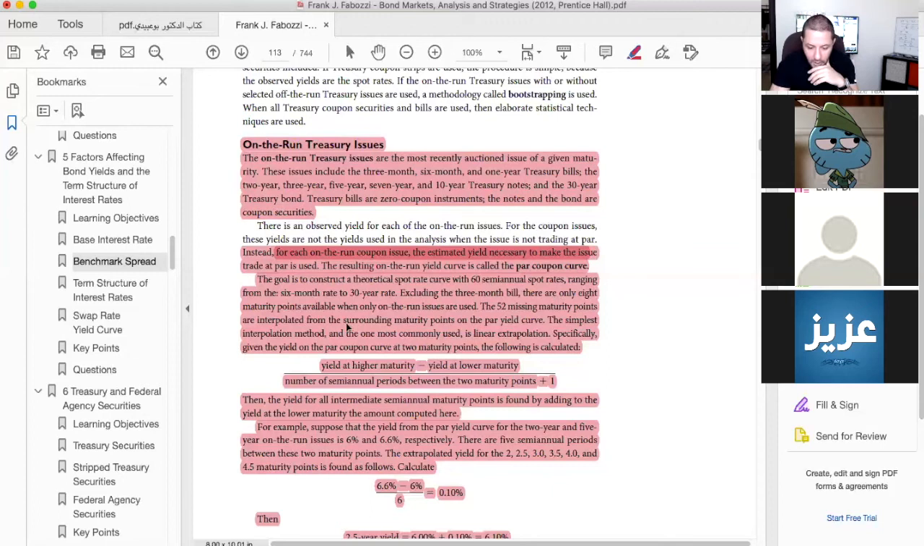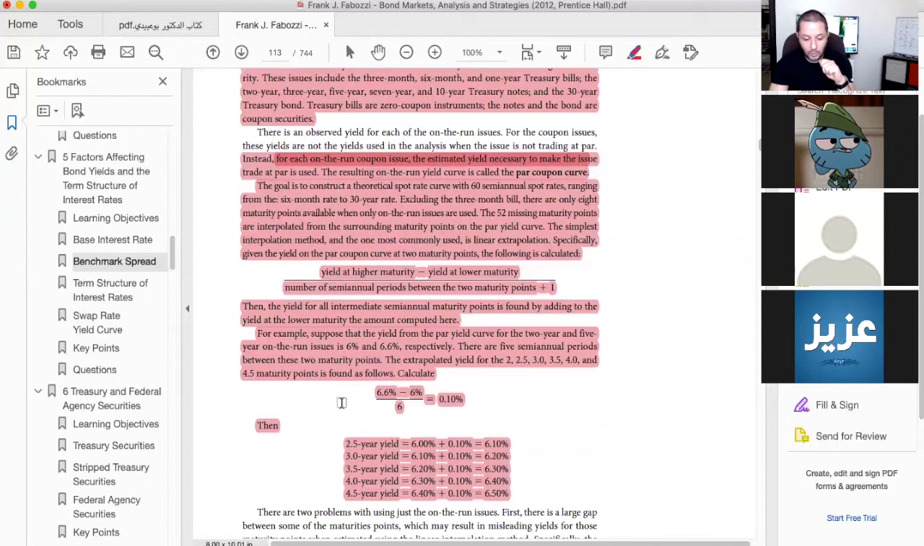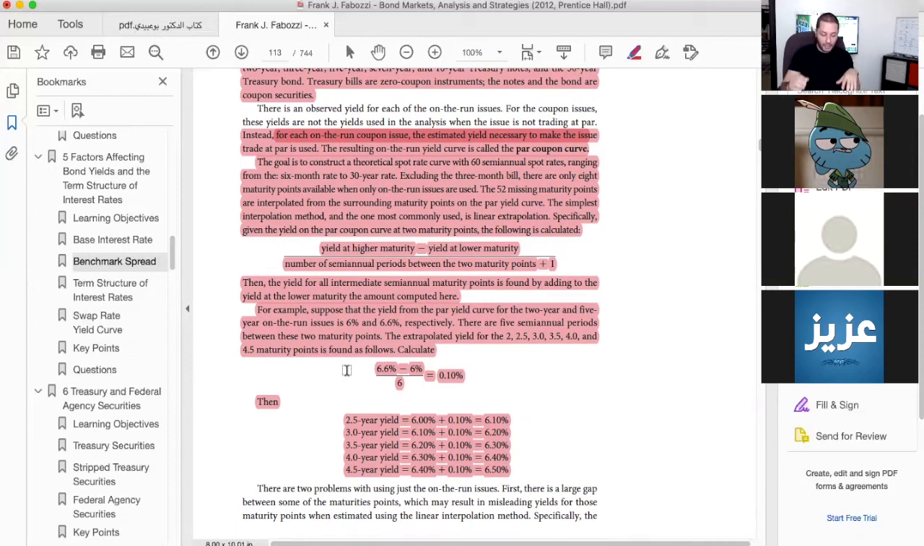Remember, we need 60 semi-annual spot rates, and we have just 8 available. So the 52 missing maturity points are interpolated from the surrounding maturity points on the par yield curve. The simplest interpolation method, and the one most commonly used, is linear interpolation. Specifically, given the yield on the par coupon curve at 2 maturity points, the following is calculated. We have to consider the yield at high maturity. So let's go to the board.